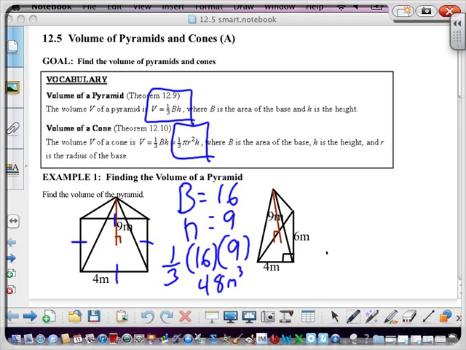Wait, you said 16 times 9 and what? Then divided by 3. You can also multiply it by 1/3. It gives you the same thing. For some reason, this line right here didn't show up on yours. Make sure you put that in.